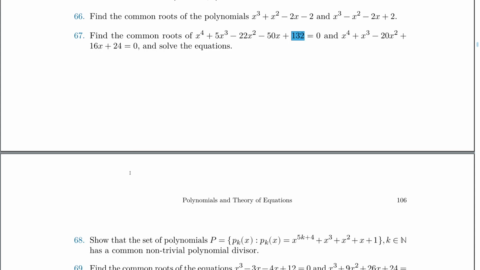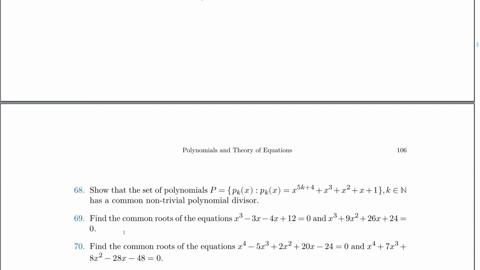We will look at question number 69 then. So 69 and 70 are similar. I will finish them in one go. Question 69 asks us to find the common roots of equations x cube minus 3x minus 4x plus 12 and x cube plus 9x square plus 26x plus 24 is equal to 0. And similarly 70 asks us to find the common roots of the equation x to the power 4 minus 5x cube plus 2x square plus 20x minus 24, and x cube plus 7x cube plus 8x square minus 28x minus 48 is equal to 0.